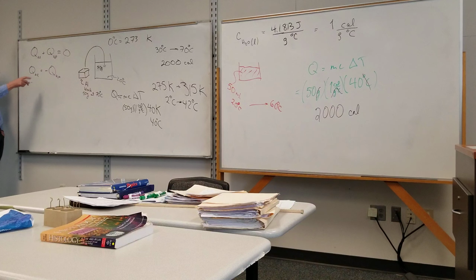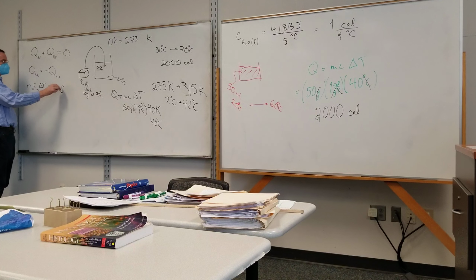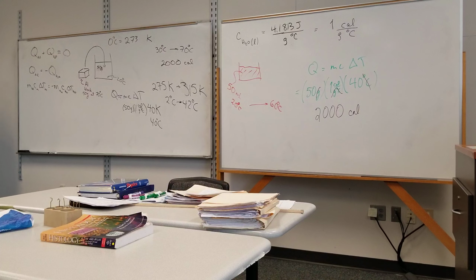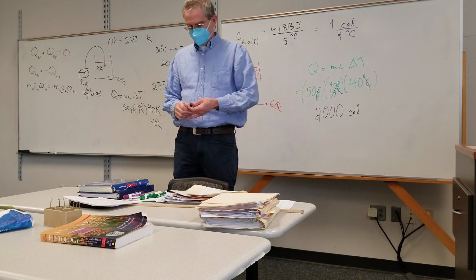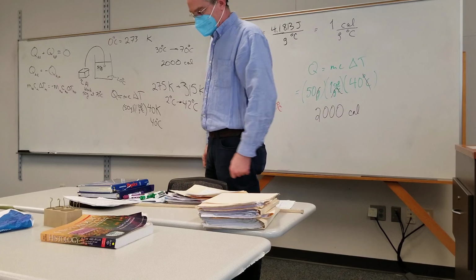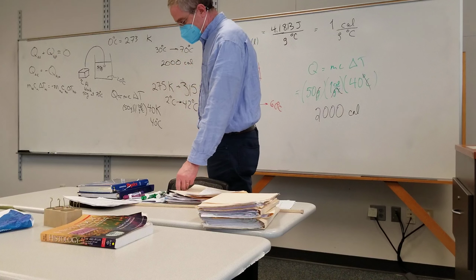The formula, we have only one formula there. This is M of aluminum, C of aluminum, delta T aluminum, going to be equal to negative mass of water, specific heat of water, change in temperature of water. One gains, the other one loses. Again, this is just a more symbolic way of saying the exact same thing.